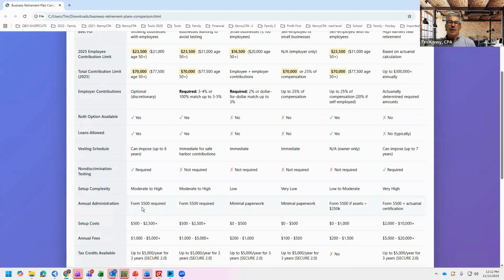The last thing that you want is to set up a plan that's out of compliance and then it gets disqualified and you lose your deductibility of those retirement plan contributions. So there's a lot to consider.